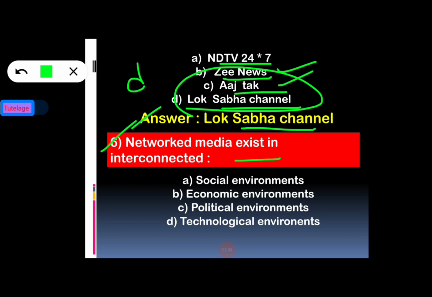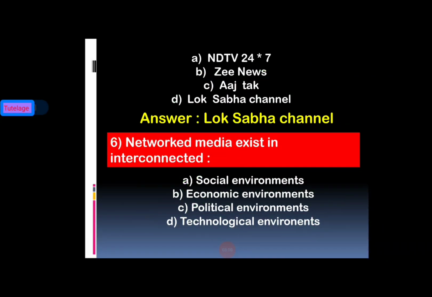Networked media exist in interconnected which environments? Social environments, economic environments, political environments, and the technological environments. Obviously, networked media is basically related to technology. So that's why networked media exist in interconnected technological environments. So option number D is the correct answer. And now going to the next slide.